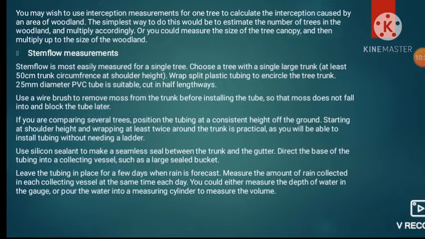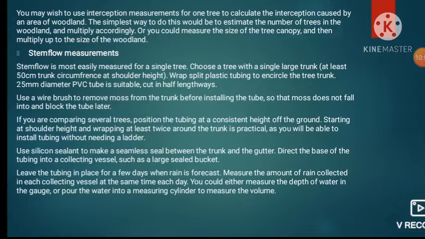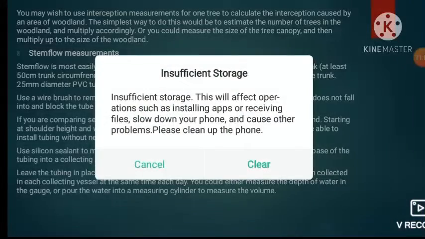If you are comparing several trees, position the tubing at a consistent height from the ground. Starting at shoulder height and wrapping at least twice around the trunk is practical, as you will be able to install the tubing without needing a ladder. Use silicone sealant to make a seamless seal between the trunk and the gutter. Direct the base of the tubing into a collecting vessel, such as a large sealed bucket.